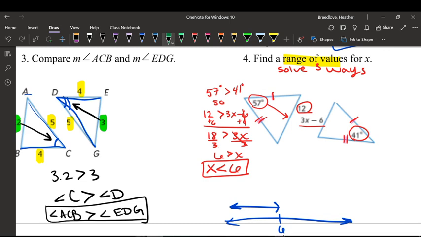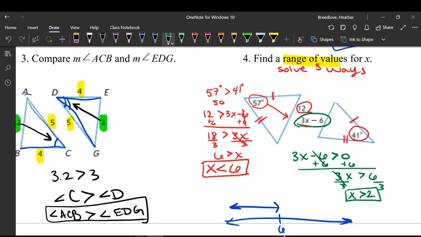Okay, so my next step is to make sure that the other side exists. I know 12, I don't have to solve anything. 12 exists. 12 is greater than 0. I don't need to solve for that. There's no variable. I only need to solve 3x minus 6 to make sure it's greater than 0. So 3x minus 6 needs to be greater than 0 or else it doesn't exist. So I'm going to need to add 6. So 3x is greater than 6. If I divide by 3, then I find out that x is greater than 2. So there's my second value.